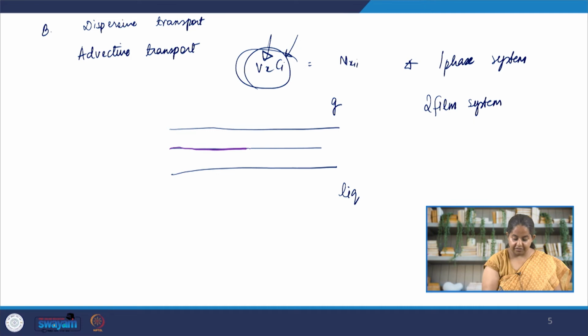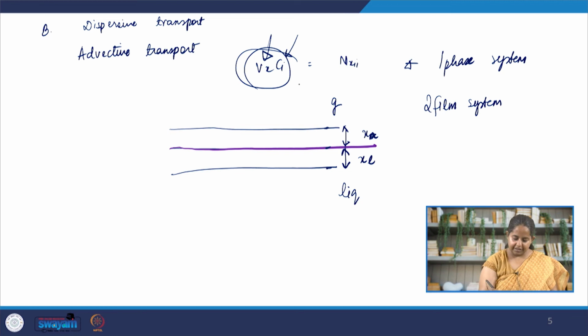The actual interface between the gas and the liquid is shown by purple, and on either side of this interface between the gaseous phase and the liquid phase, we have a film. So we have a tiny film of boundary layer on each side, and they are of different widths. So this is XA.